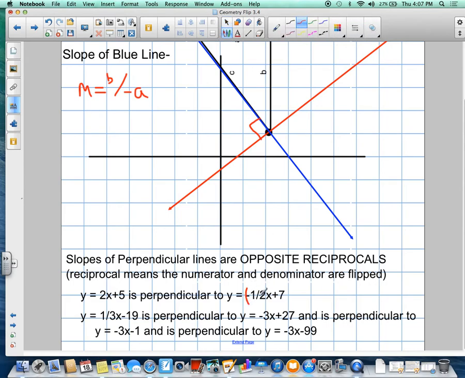And we could put parentheses around here. My math type didn't work on this program, but anyway. So we could say this is negative 1/2 x, so that's the opposite reciprocal of this 2x value. So again, we'd say 1/3 x minus 19 is perpendicular to negative, so opposite, and then we flip, we could say that 3 is the same thing as 3/1. So we'd have negative 3x plus 27, which is perpendicular to negative 3x minus 1, and is also perpendicular to y equals minus 3x minus 99, and so forth. As long as we have a minus 3x, we'll know we'll have a line perpendicular to the given.